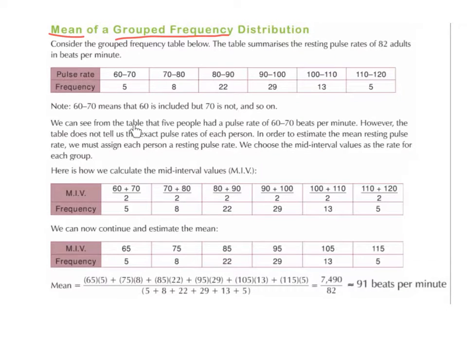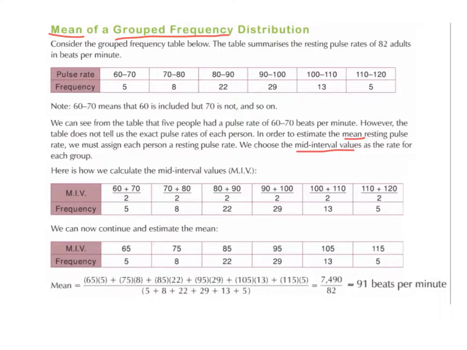So we can see from the table that 5 people had a pulse rate of 60 to 70 beats per minute. However, the table does not tell us the exact pulse rates of each person. In order to estimate the mean resting pulse rate, we must assign each person a resting pulse rate. We choose the mid-interval values as the rate for each group.